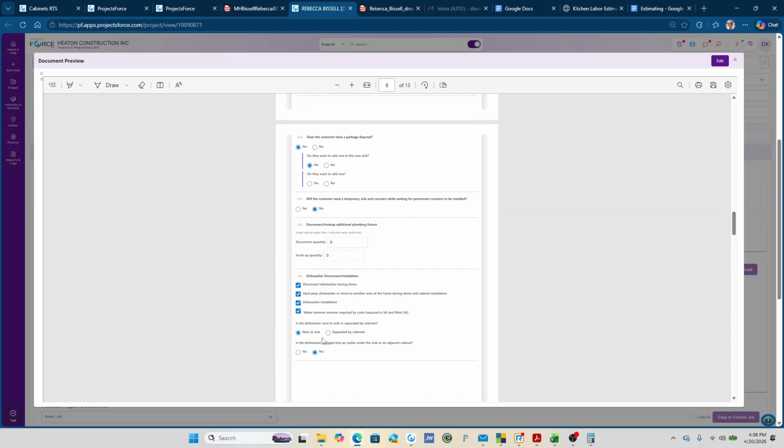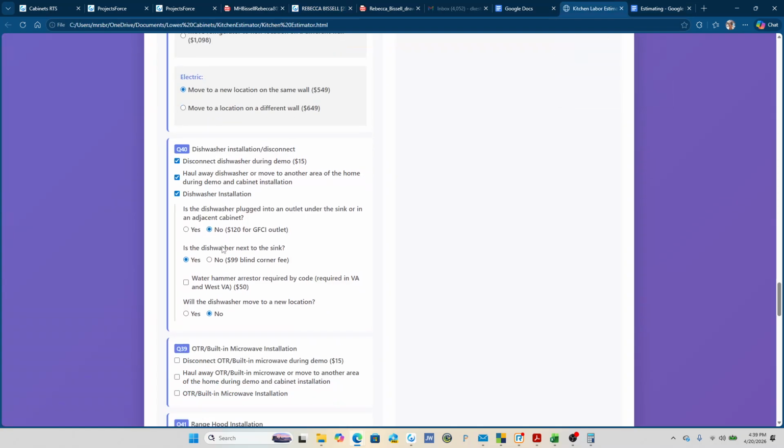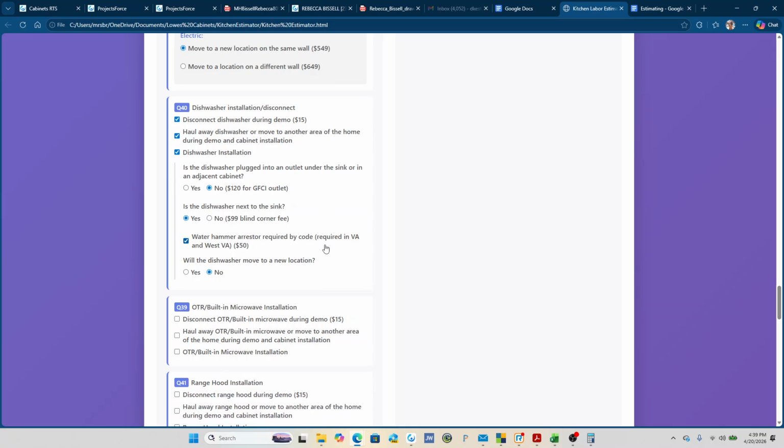Okay, so is it next to the sink? Is it plugged into an outlet? No and no. So we can answer all the questions about our dishwasher right here. He's already filled them out for us. So again, if we look at these documents, they're very helpful for us in doing our estimate. So we can leave that as no. It charges $120 for a GFCI outlet. It is next to the sink, but we do need the water hammer arrestor. And no, it will not move to a new location.